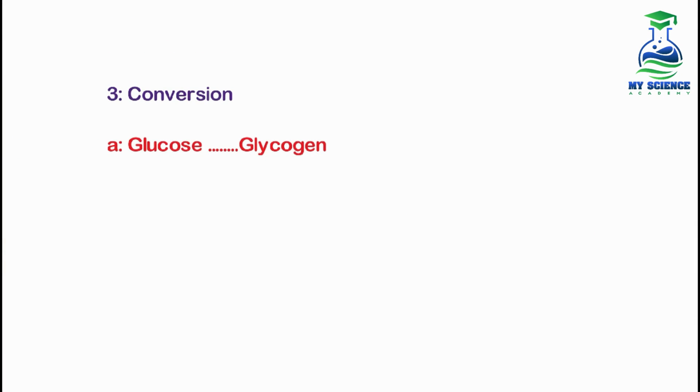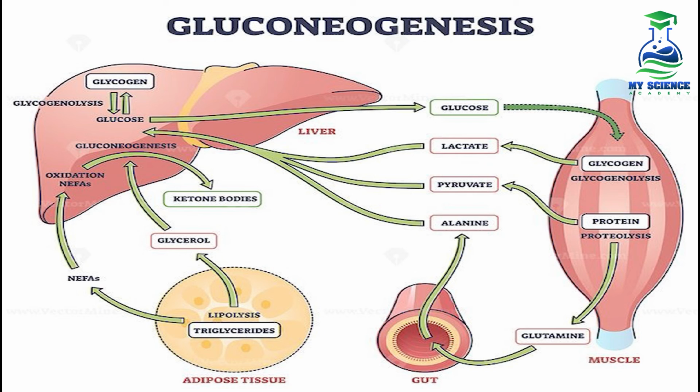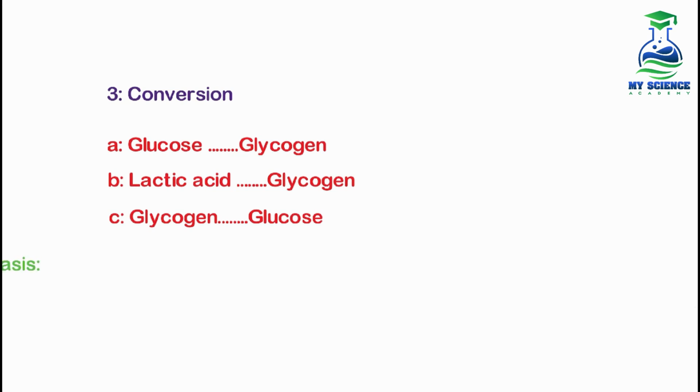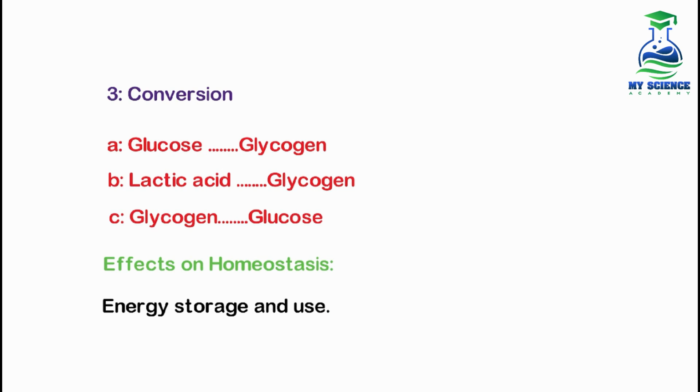Third function is the conversion: glucose to glycogen, lactic acid to glycogen, or glycogen back to glucose. The interconversion of these sugars can be seen in this diagram when there is a requirement for energy in case of any physical activity. So these sugars can be interconverted to fulfill the energy requirement of the muscle or the body. So how do they affect homeostasis? Energy storage and use.